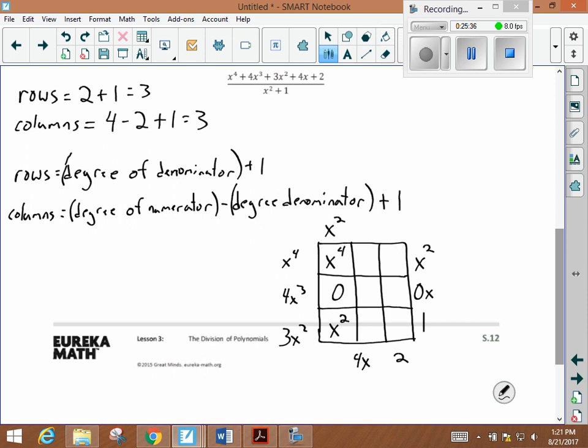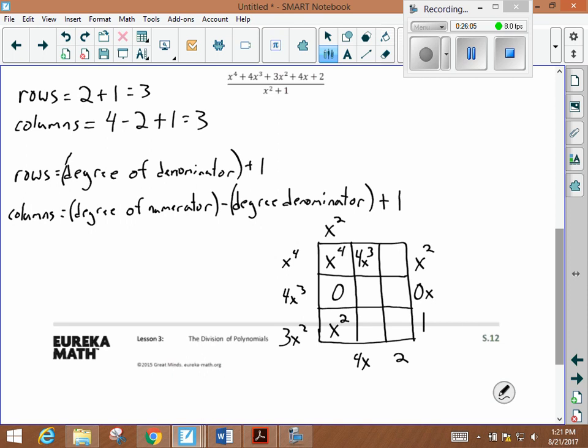Now I got to think to myself, hey, how did I get that 4x cubed? In other words, what did I need to add to 0 to get 4x cubed? Well, that one's easy, right? 4x cubed. And the reason for that is, remember, we're adding diagonally. Okay, now I'm going to go ahead and figure out what goes on the top.